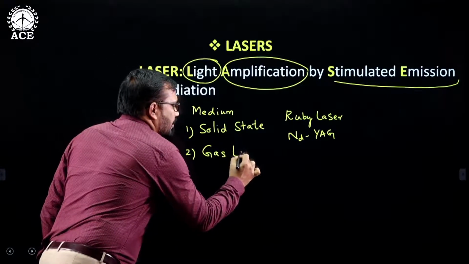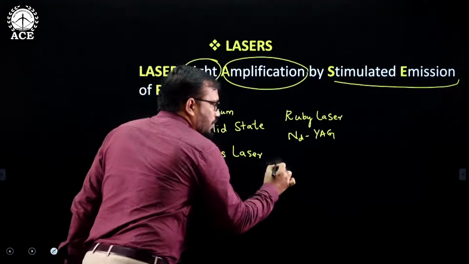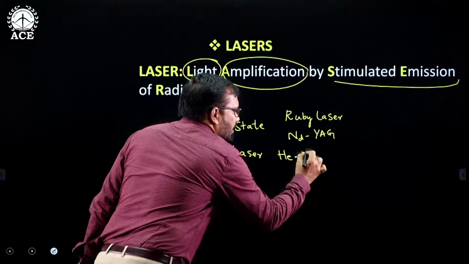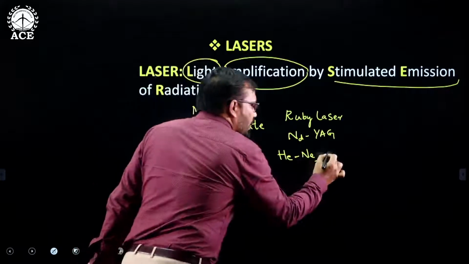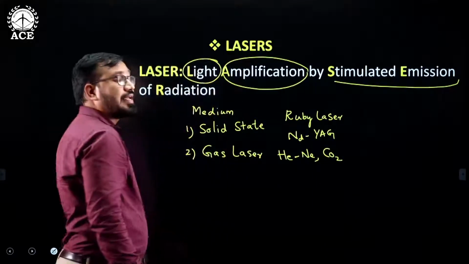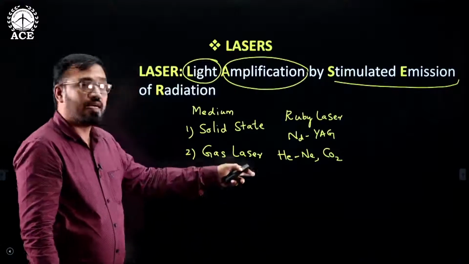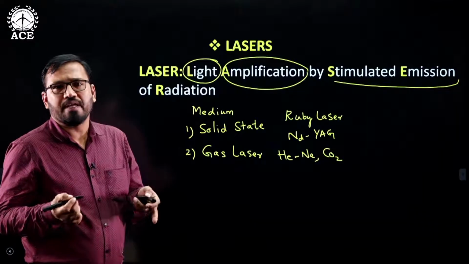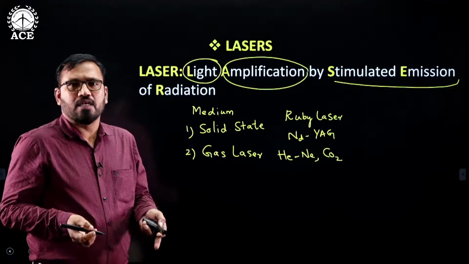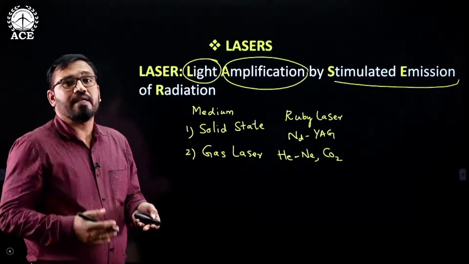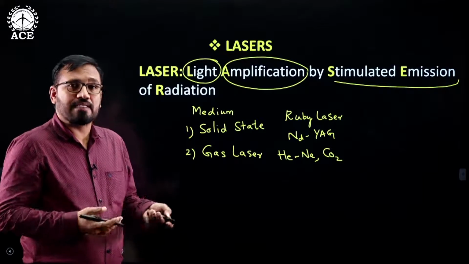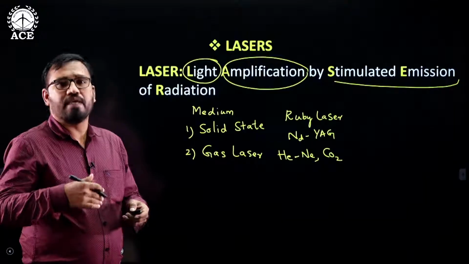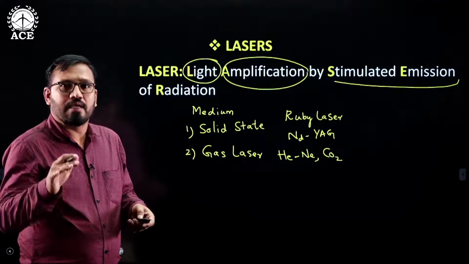Gas lasers, what do they include? The most important one is the helium neon laser. Then the CO2 laser, meaning carbon dioxide laser. These are gases. Helium is a gas, neon is a gas. Here the medium is nothing but gas only. With the help of these two gases, we generate lasers, so that laser is said to be a gas laser. Similarly, CO2 is also a gas, so by using CO2 we can generate a laser. That laser is also called a gas laser.